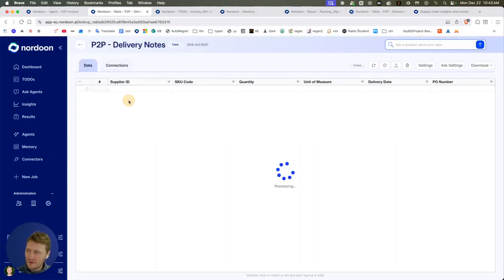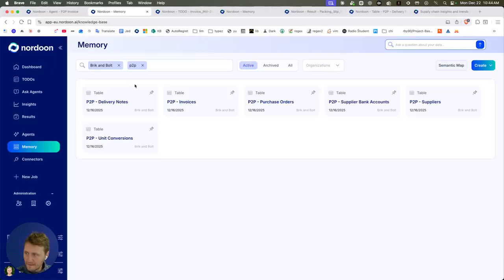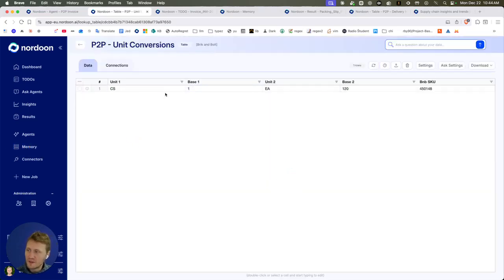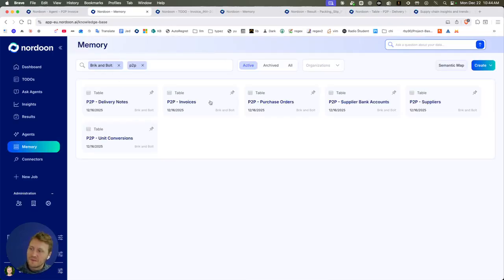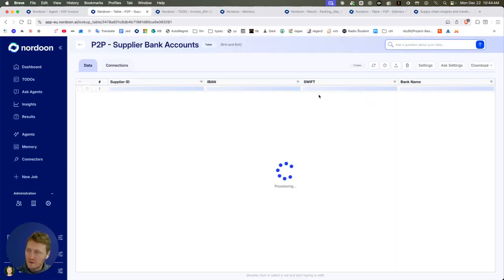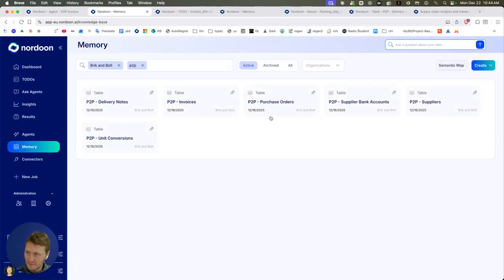Then we have delivery notes. This table involves the normalized quantities in the unit of purchase order, and we have our own SQ codes stored. Then we have unit conversions. This helps us, let's say, convert between cases and individual units for a particular SQ code. And then we have supplier bank accounts so that we can validate the routing numbers and account numbers.